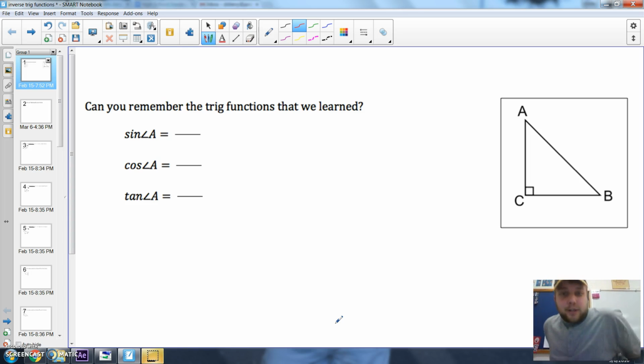So we are going to learn about solving for an angle today. So far we have only solved for sides using trig functions. Now we're going to branch out and solve for angles. There are a couple of review things that we want to go through first.